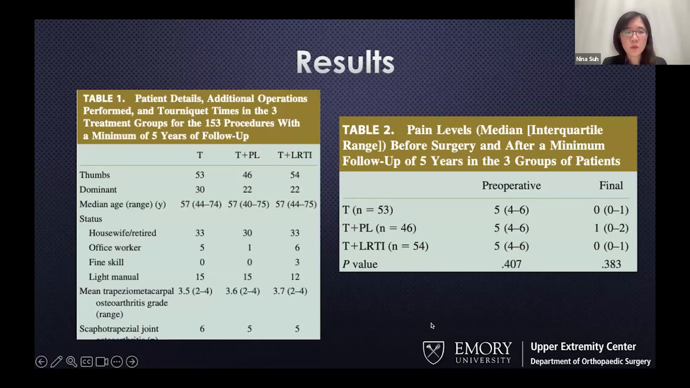So this is, again, their table one looking at the distribution, and they're very similar in terms of the patient populations. And regardless of what you did, the pain actually improved quite well with all 3 procedures. So that's trapeziectomy alone, trapeziectomy plus palmaris longus interposition, and trapeziectomy with the FCR.